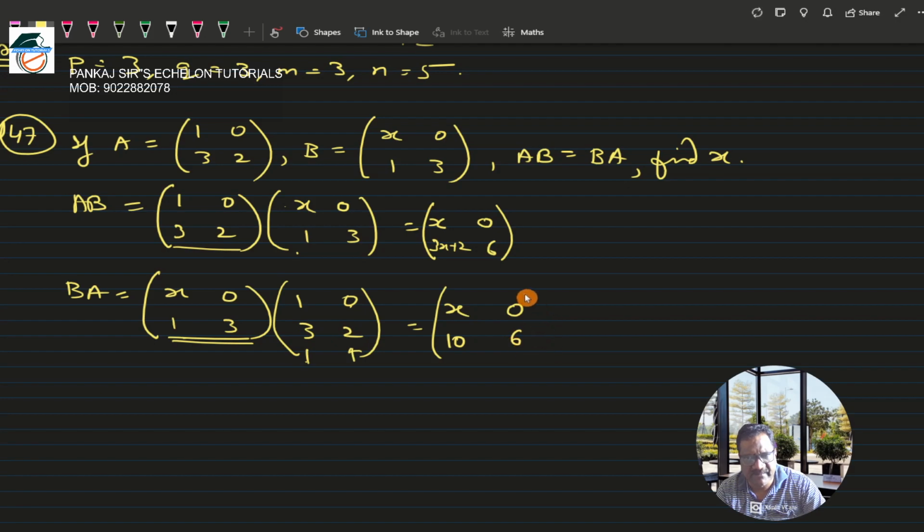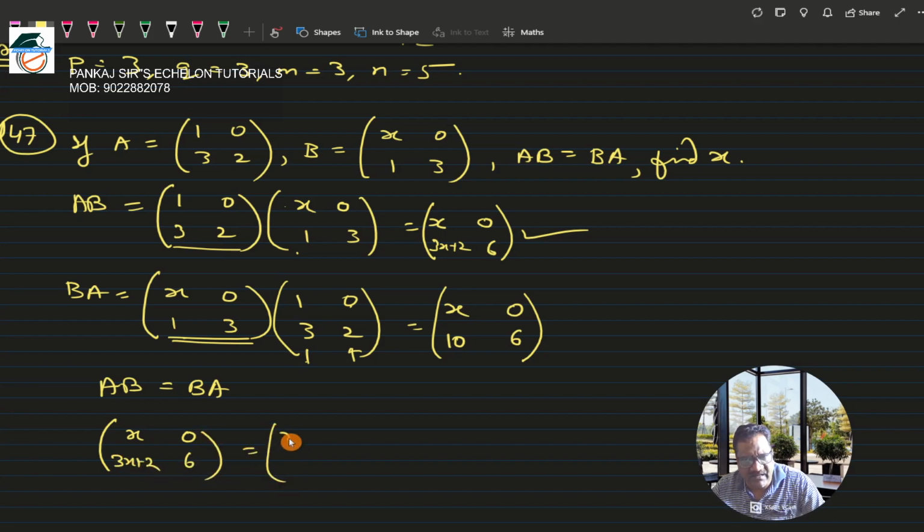That's it. Now he has told us that AB is equal to BA. So I can write AB, [x 0; 3x+2 6], equal to [x 0; 10 6]. Since these two matrices are equal, the corresponding elements have to be same. See, these are the corresponding elements. They are already same: 0 and 0, 6 and 6, x and x.